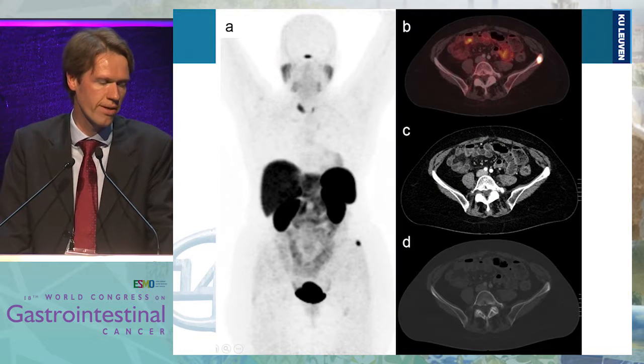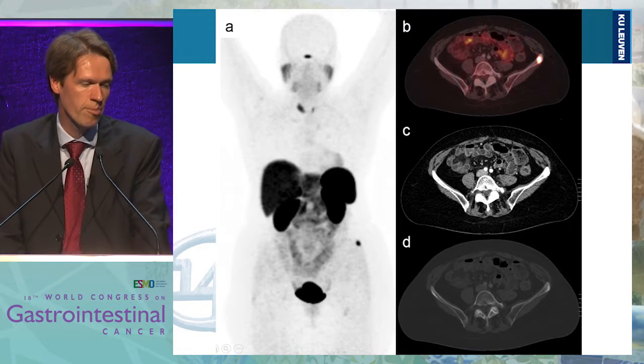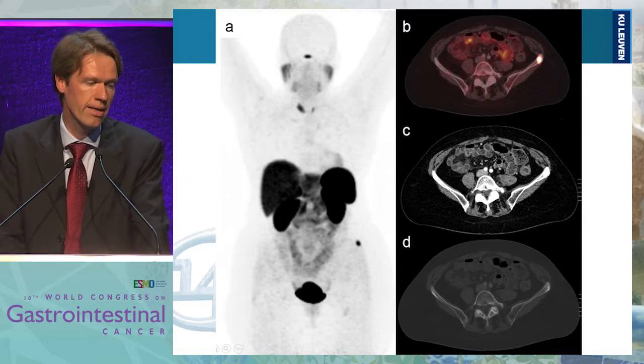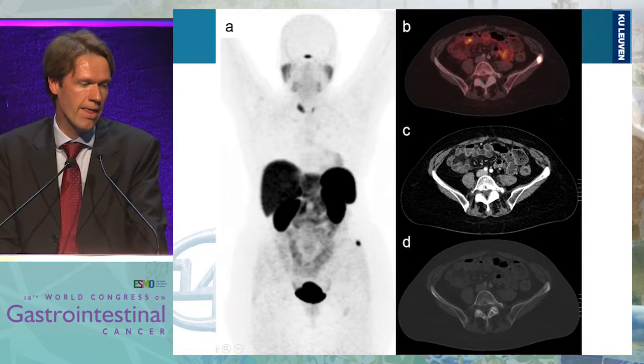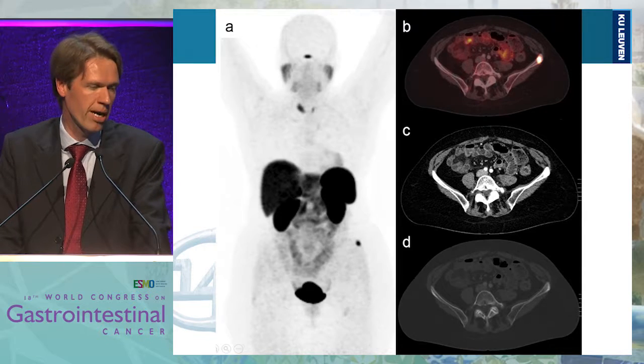for radiological criteria. Here is another example, we see a patient with a solitary bone metastasis in the left iliac wing, and this is also not picked up by CT.